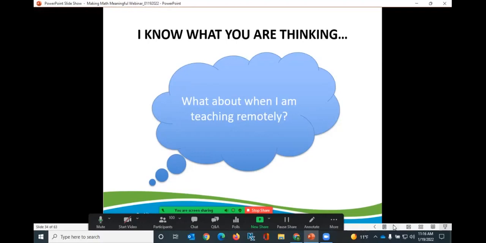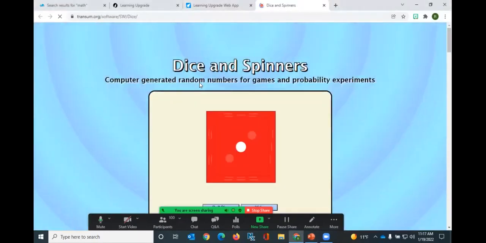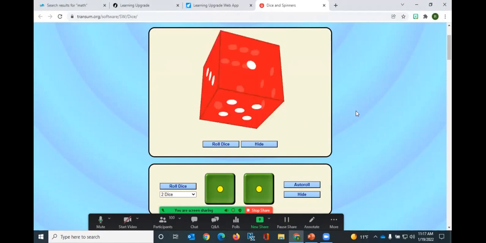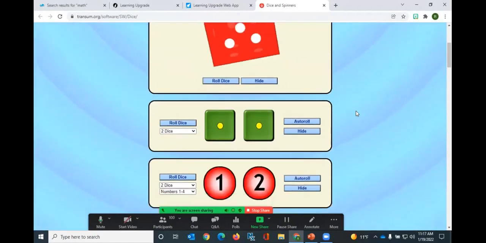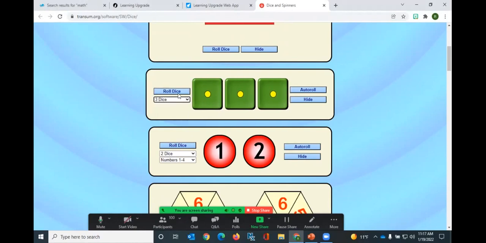However, if you're teaching remotely, it's amazing what's out there now. Some of my favorites are transom.org. Teacherled.com has a really neat, I'm just going to share both of these with you because we have time. So this is a dice spinner. I can roll this dice and see what it lands on. Here's one where you can select 2 dice, or you can go to 3 dice if you want to.